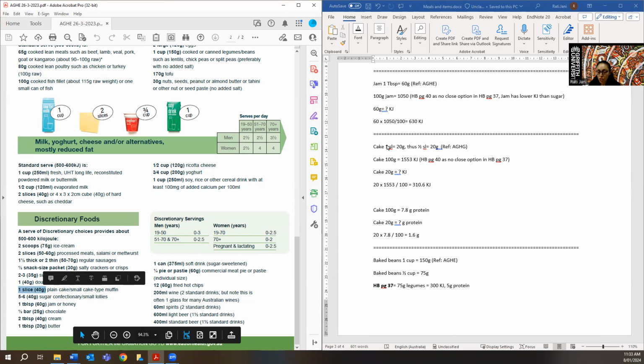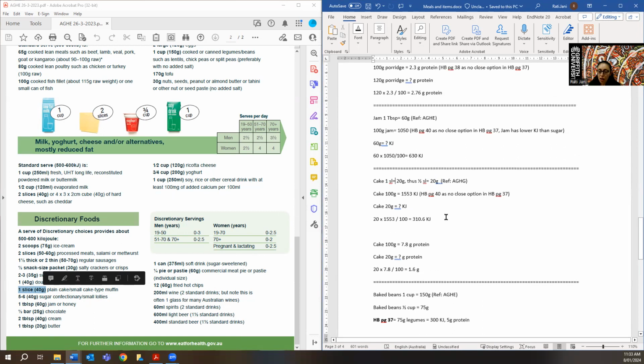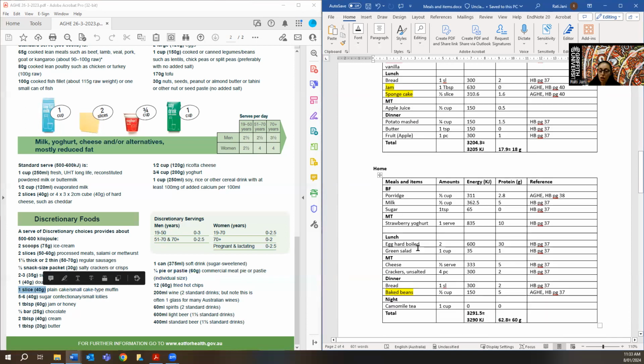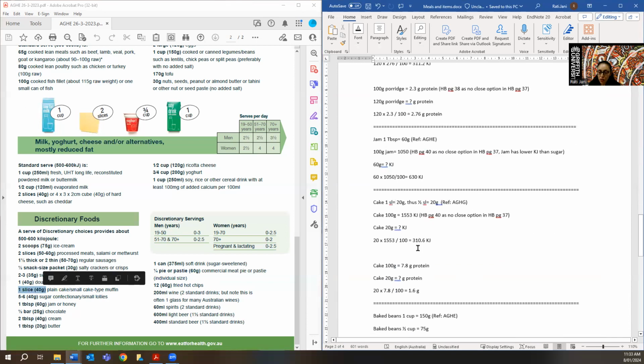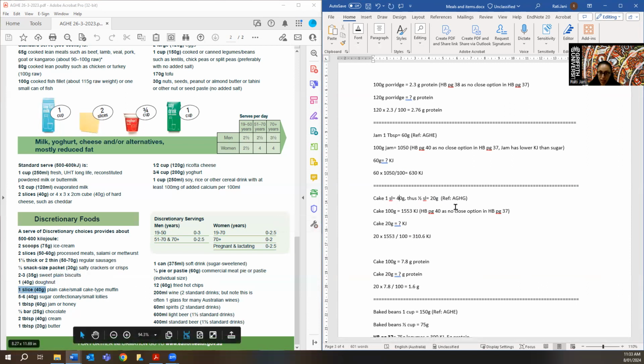How much is the patient having? Let me see. Half a slice. So you have over your cake one slice. Sorry, my bad. Cake, one slice is 40 grams. The patient is having half a slice, so obviously that is 20 grams.